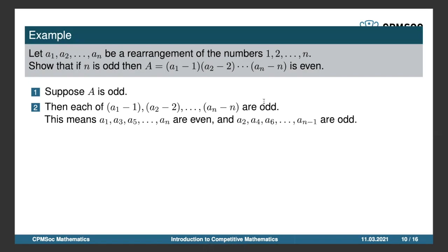If those subtractions are all odd, well, the first one we have is A1 minus 1. Minus 1 is an odd number. We're adding it to A1 and getting an odd number. It means A1 has to be even. A2 minus 2, if that's going to be odd, we know that A2 has to be odd. And so if we count up the different A numbers, we can split them into two different piles. One of them is an even pile and one of them is an odd pile.